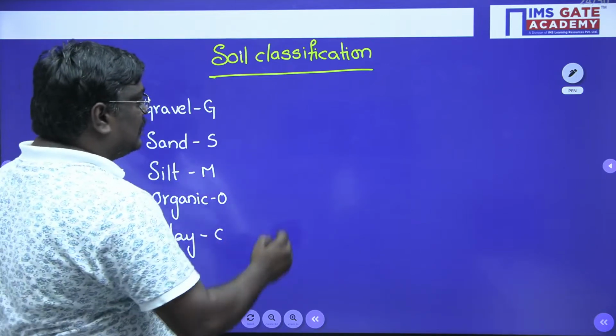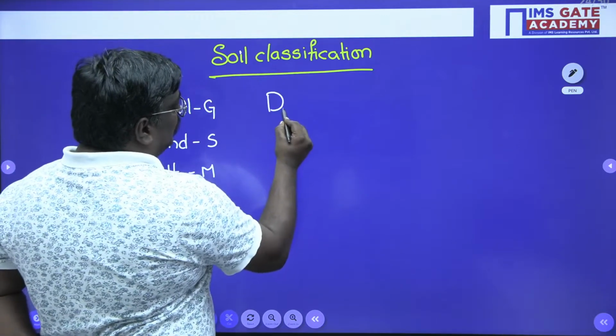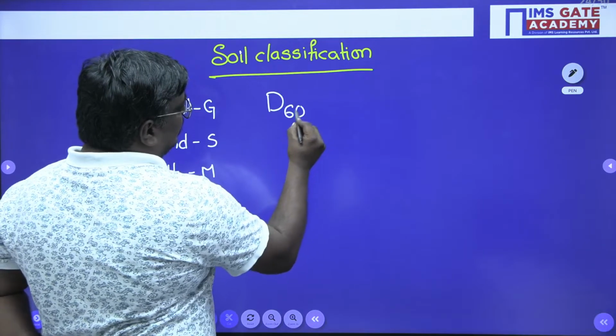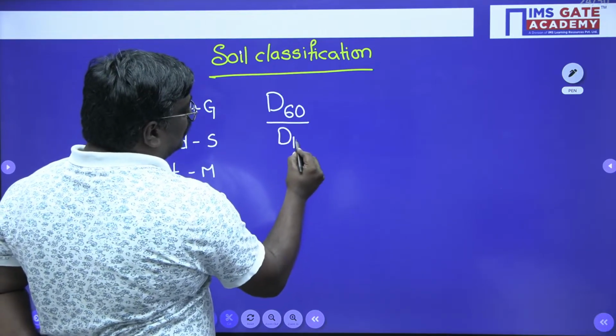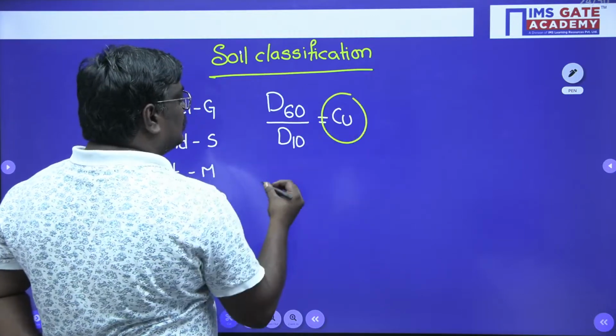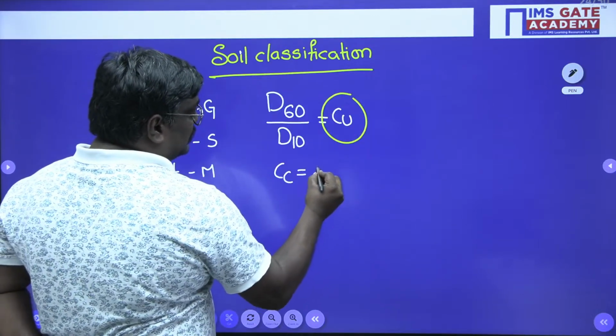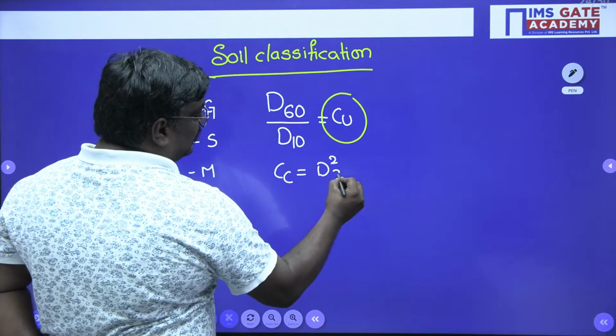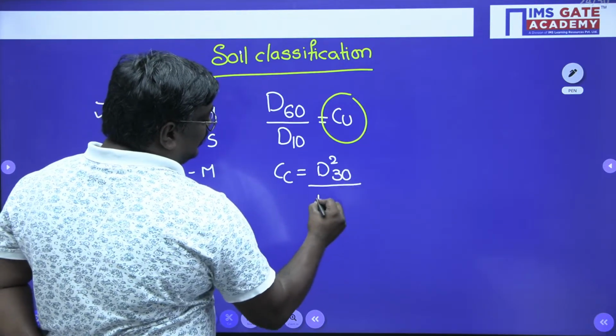And when you see the particle size distribution curve, we have D60 by D10, which is taken as the coefficient of uniformity, which will give you the particle size range. We have Cc, the coefficient of curvature, that is D30 squared upon D60 into D10.